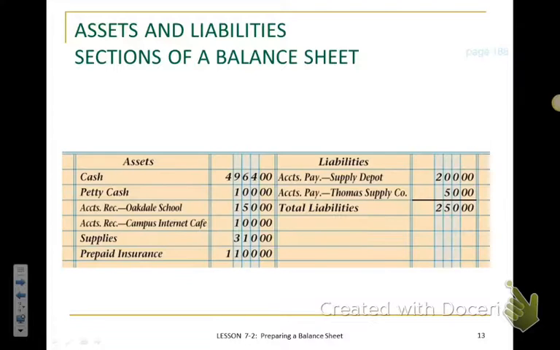And then we take the information from the worksheet columns and we present it in financial statement form by putting the assets again on the left. The title of the assets is centered, and then we list the individual asset categories. We do the same thing with our liabilities. We center the title for our liabilities and put the individual accounts payable, and we put a total.